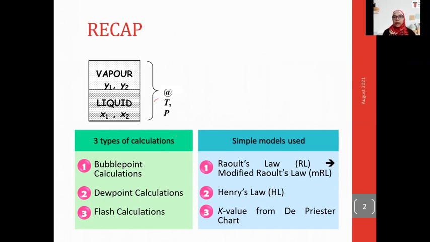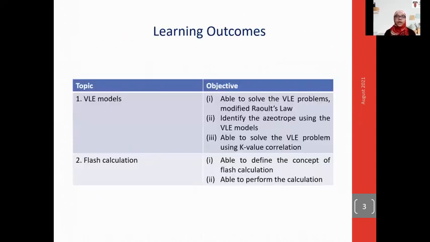Okay, there are three types of calculation that we have learned. First, we have the bubble point calculation and the dew point calculation, whether we have dew temperature or dew pressure. The same goes for the bubble point, which has bubble temperature or bubble pressure. And also today we will move to the flash calculation. So this is the type of calculation in solving the VLE problem.